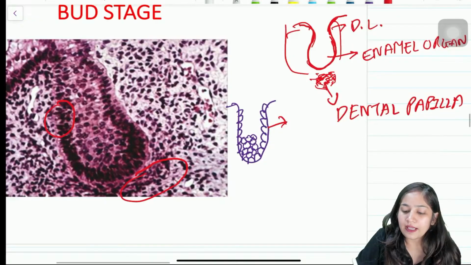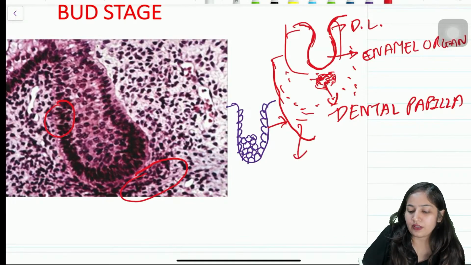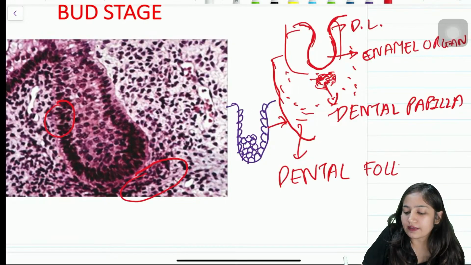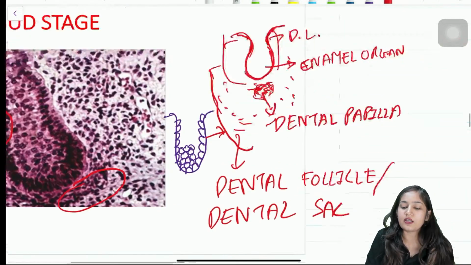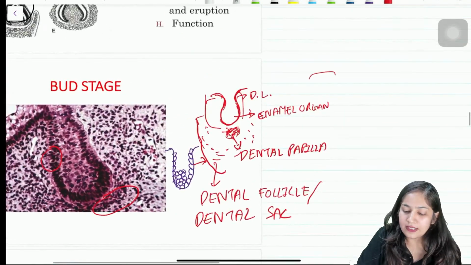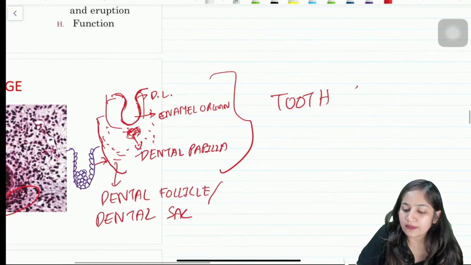And again there will be condensation of the cells surrounding the enamel organ as well as the dental papilla, which will be our dental follicle, or dental sac. Right. So mainly this forms the tooth germ. These three structures form the tooth germ.